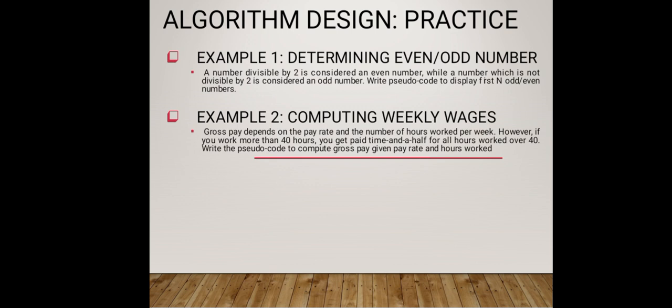Example 2, computing weekly wages. Gross pay depends on the pay rate and the number of hours worked per week. However, if you work more than 40 hours, you get paid time and a half for all hours worked over 40. Write the pseudocode to compute the gross pay given the rate and hours worked. These are just some of the examples that we'll look at.